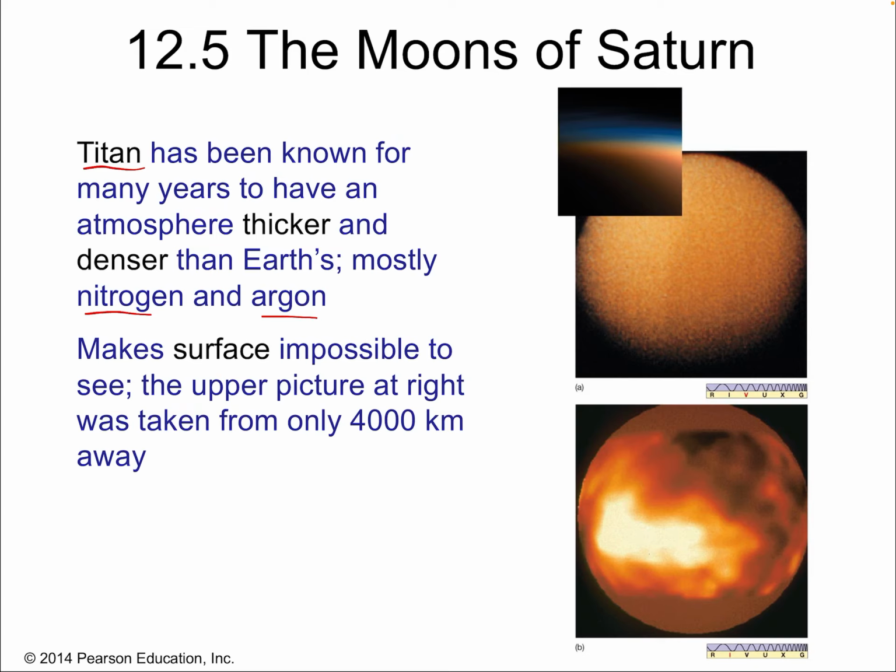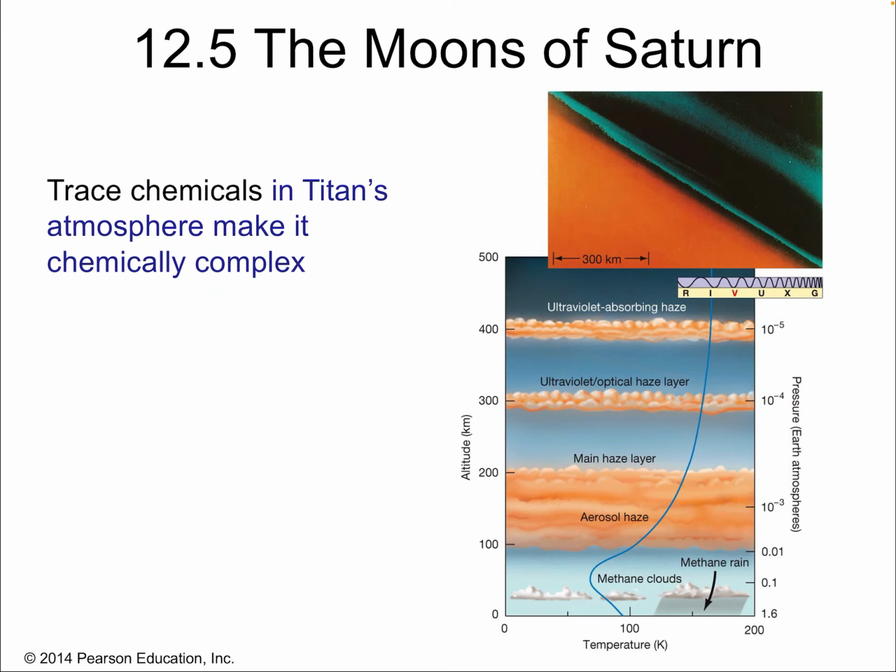Is it an atmosphere that we could breathe? Well, nitrogen is a good sign. Most of our atmosphere is composed of nitrogen. But no, we cannot breathe the atmosphere of Titan. And there's not a lot of liquid water on Titan, or any. In fact, the only liquids on Titan are going to be methane and ammonia. And we think that there are basically storms of methane and ammonia, and lakes and rivers, and erosion caused by methane and ammonia rain. Okay. So trace chemicals in Titan's atmosphere make it chemically complex.